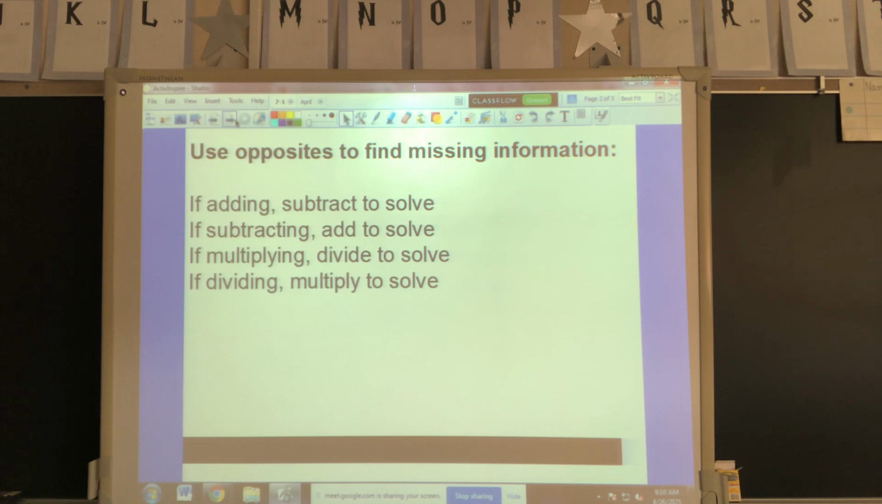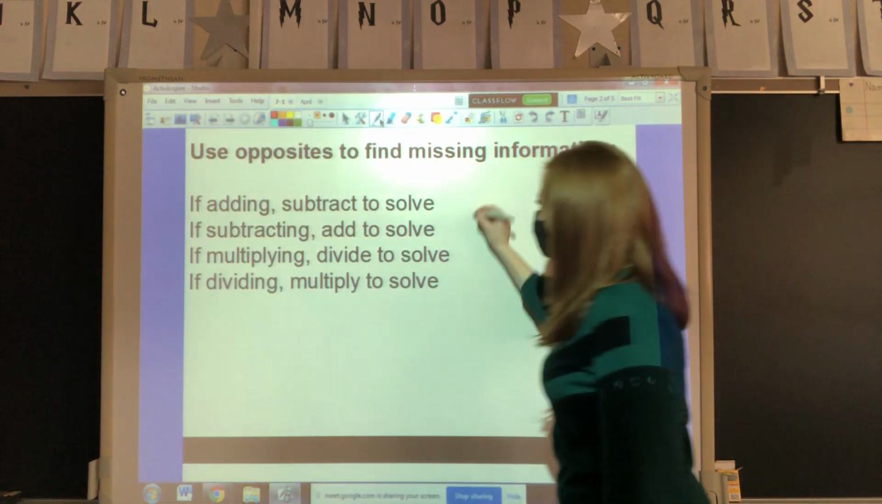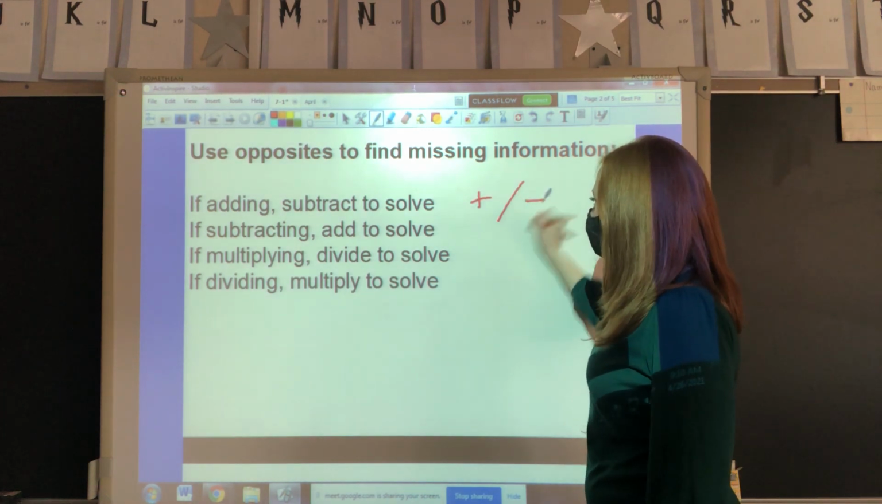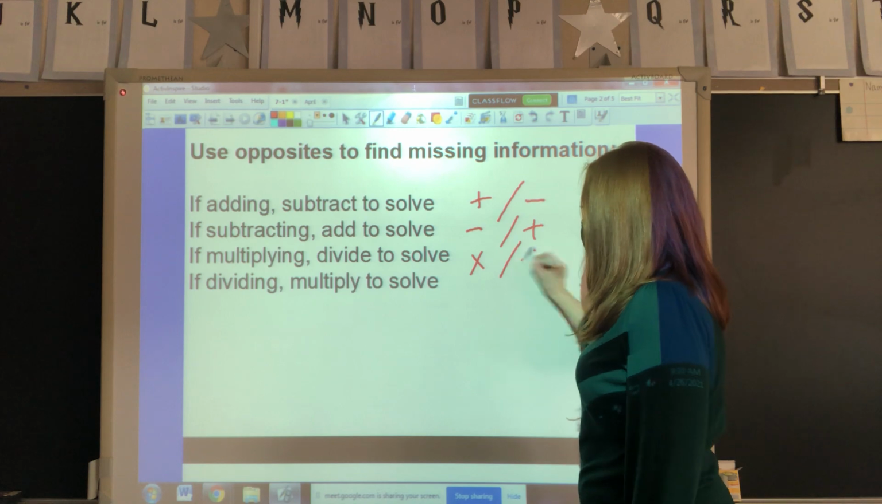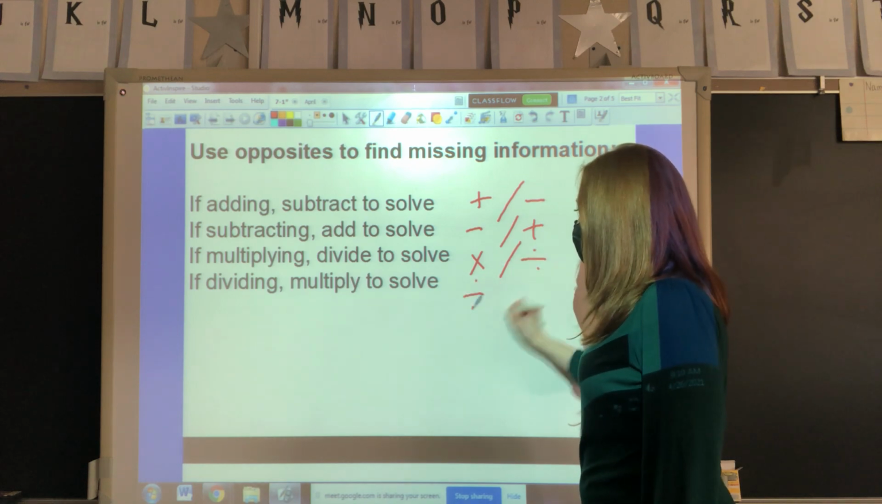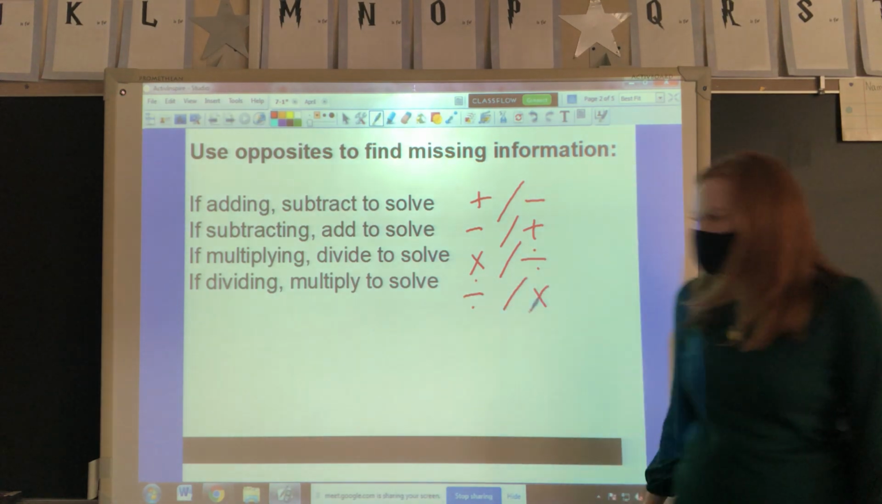Can't write that all, just write the signs. Write a subtraction sign, plus sign, whatever. So just plus is minus, minus is plus, times, divide, divide, times. It's really all you need.